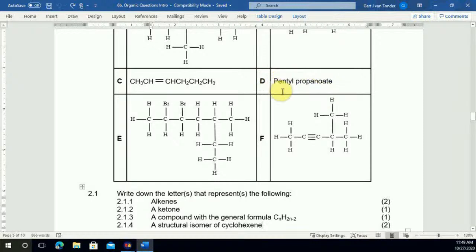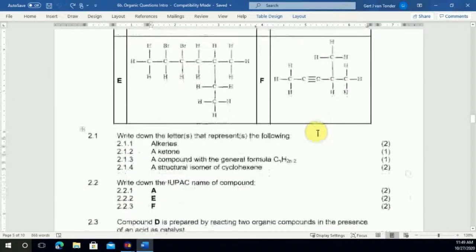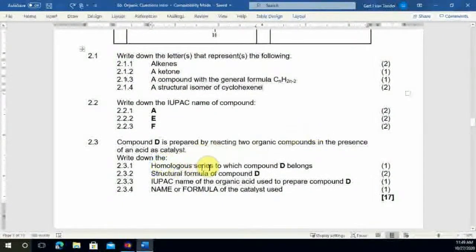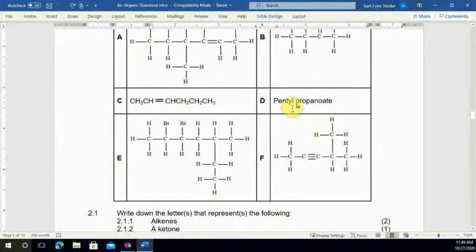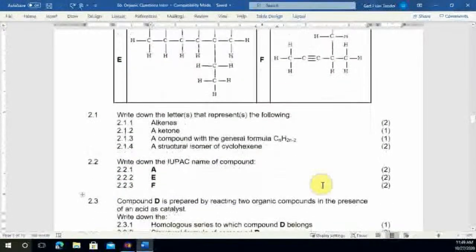Remember the catalyst that we use for esters? The catalyst that we use for esters is sulfuric acid. So let's look at the questions. The homologous series to which D belongs. D is definitely an ester. The structural formula of compound D, I will do on the board right now after we've answered the next 2 questions. The IUPAC name of the organic acid used to prepare D. We've discussed that, and we said that the propanoate part comes from the organic acid. So the organic acid is propanoic acid.